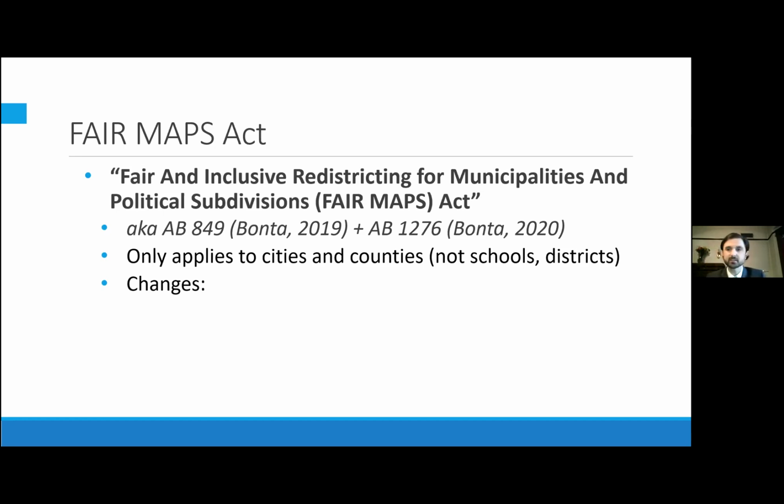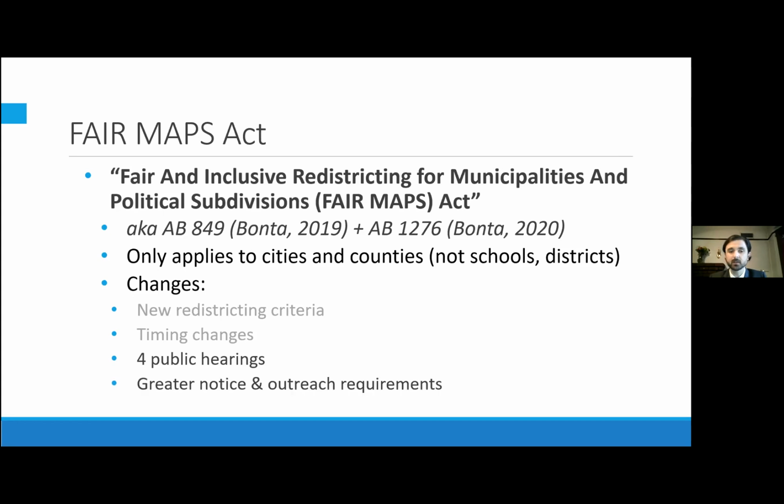The primary changes: AB 849 does 5 buckets of main changes. It puts in place new redistricting criteria. It has some changes to the deadlines for adopting maps. It increases the requirement from 1 public hearing prior to adopting maps to 4. It has greater notice and outreach requirements. And finally, for the first time, it includes some translation requirements to ensure that non-English speaking communities can also be an engaged part of this process. I'm only going to be discussing the last 3 bullets with you all today. I think later on in this presentation, you'll probably hear a little bit more about the first 2. And so with that, let's go ahead and jump in.